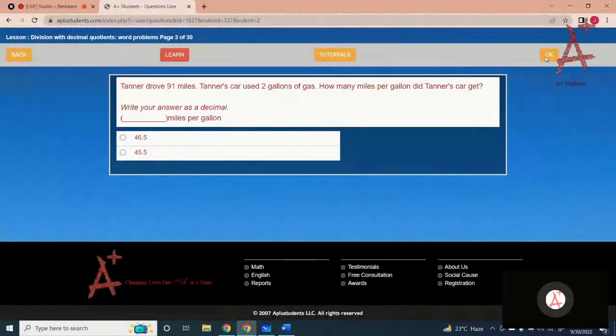Okay, the next question is Tanner drove 91 miles. Tanner's car used 2 gallons of gas. How many miles per gallon did Tanner's car get? So you have to divide 91 by 2. So can you divide 91 by 2 by yourself? Okay, do it in your notebook with a pencil and just let me know the answer. I'm waiting. Be quick.